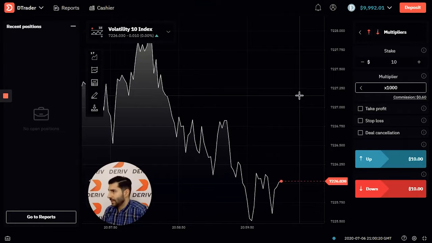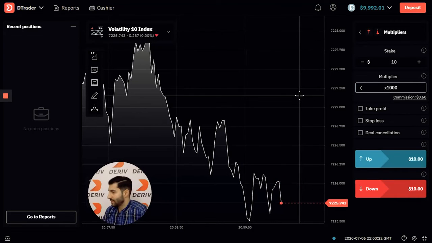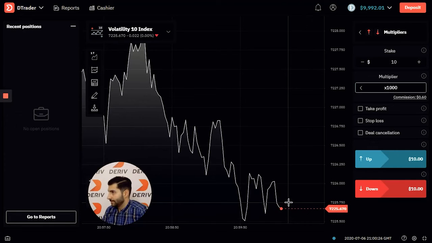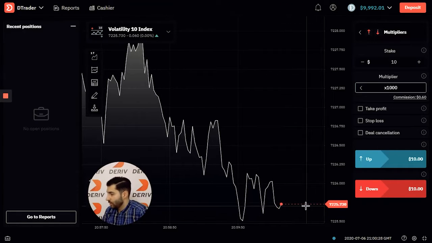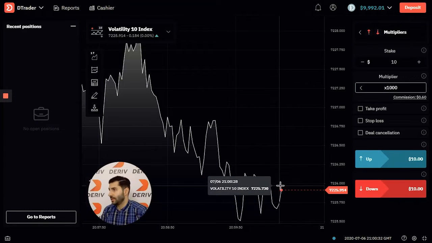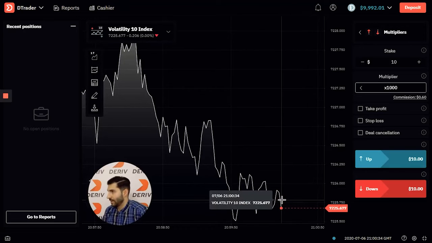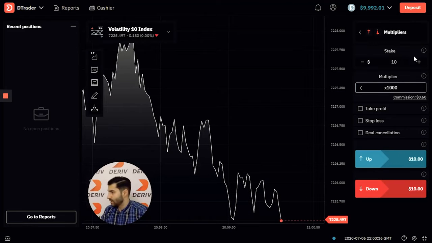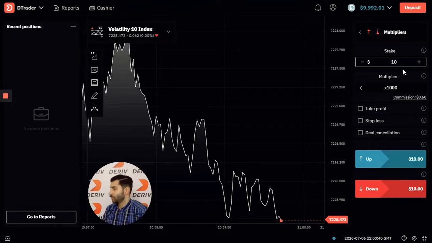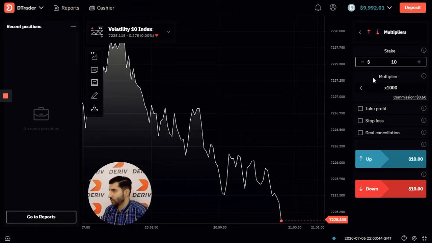In a nutshell, from CFD trading, multipliers get their profit and loss as a function of the market's price change. So in multipliers, profit and loss changes proportionately to the change in price of the underlying market. Simultaneously, your risk is always limited to your stake. Your stake is what you initially paid to purchase the contract, and that's basically exactly how binary options work.